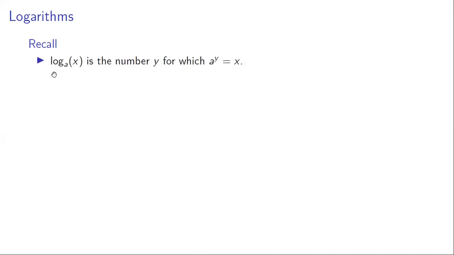So what does it mean? What does log base a of x mean? Or what is the result of that going to be? So log base a of x is the number y for which a to the power of y is equal to x. In other words, when I say log base a of x, what I'm saying is, what power do I have to raise a to in order to get x? Meaning a to the power of what is equal to x. So what I want to know is y. That's exactly what log base a of x means.